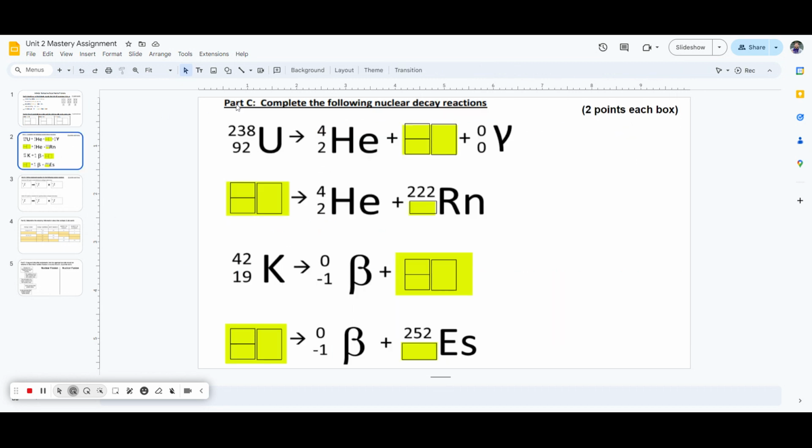Here, part C, you need to complete the nuclear decay reactions, right? It should be pretty clear looking at these whether they are alpha decay or beta decay. If you were in class and you paid attention and you did your practice, you just need to finish filling out these boxes. So top number, bottom number, symbol, right? Mass number, atomic number, symbol. Here, you just need to give me the atomic number that's missing, right?